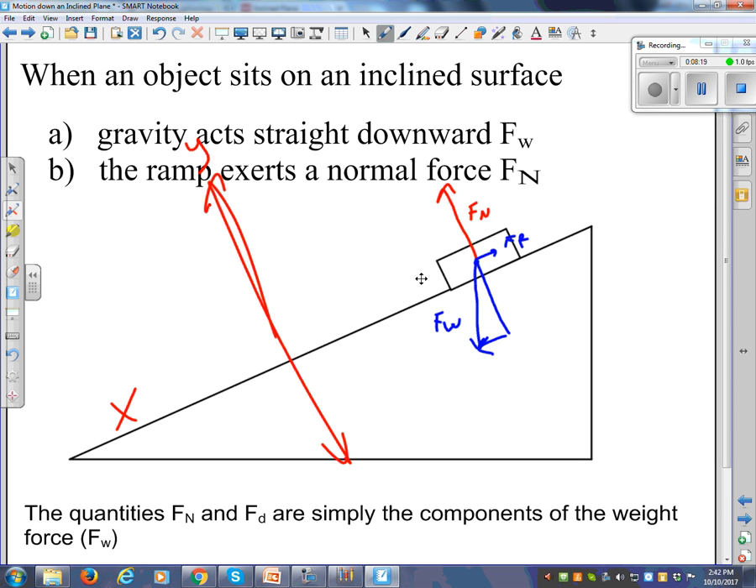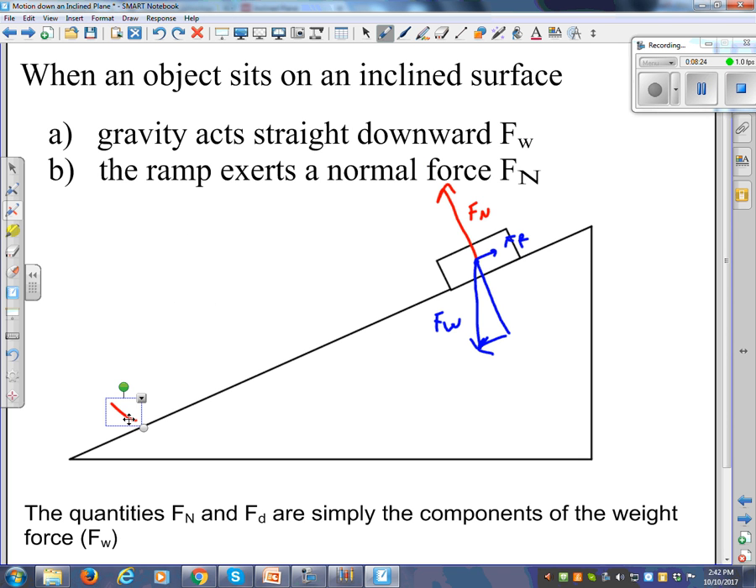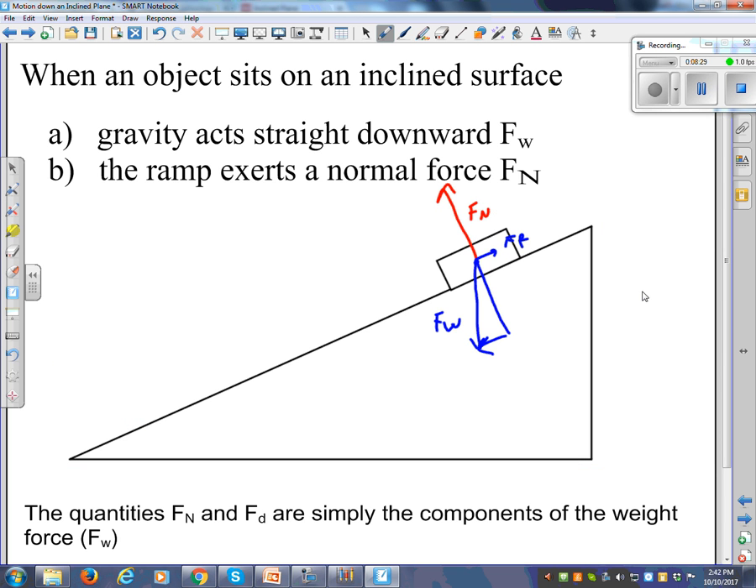Now I'll get rid of these here. I need a label for this. To make things simpler, I'm going to label this FW, this one FN, and this one FD. These are my own design. You will see this differently in a textbook, in a more complicated fashion, but that rotating X and Y frame might help you when you get to that point. So FN and FD are simply the components of the weight force.